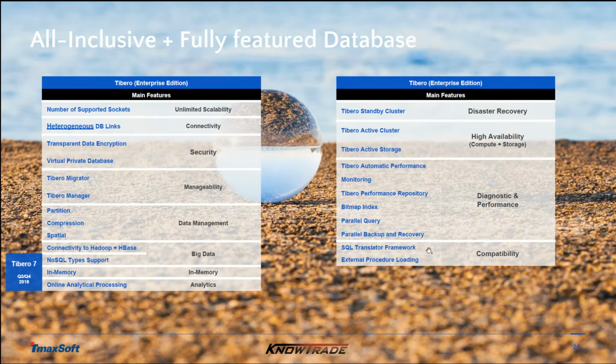The SQL translator framework we already talked about, and the external procedure loading is very interesting in case you are using any other programming language like C, Python, etc., or Java, whatever. Many other languages are supported, as you can check in the dataset. Okay.